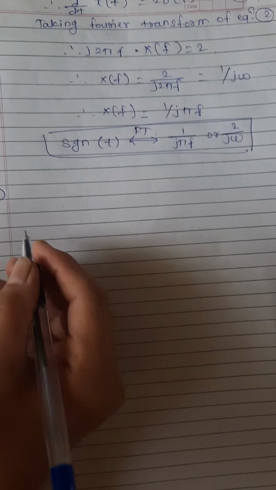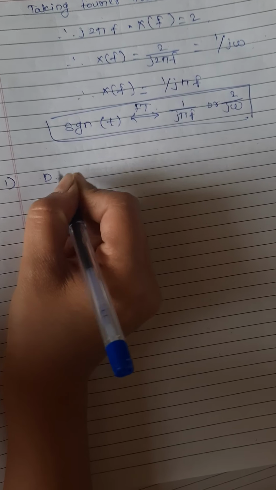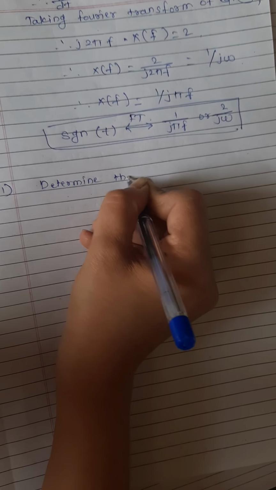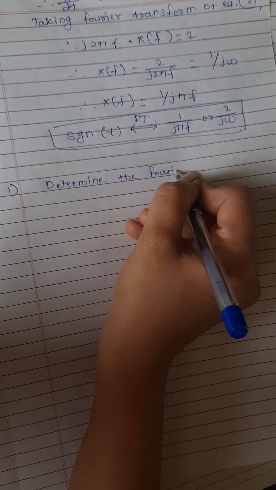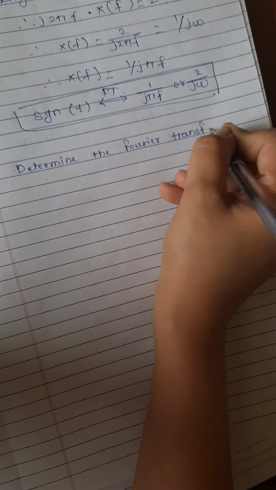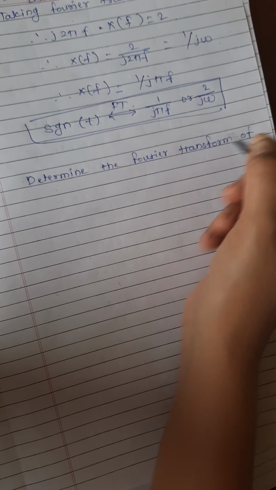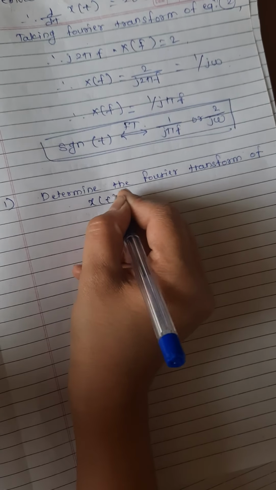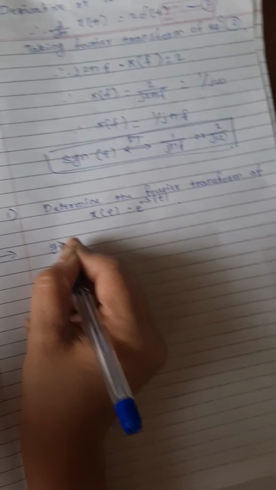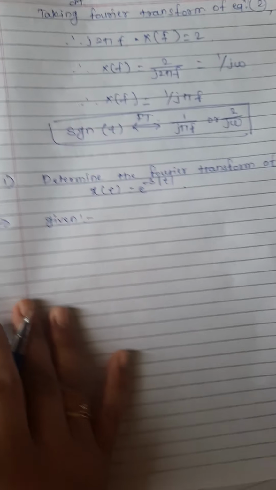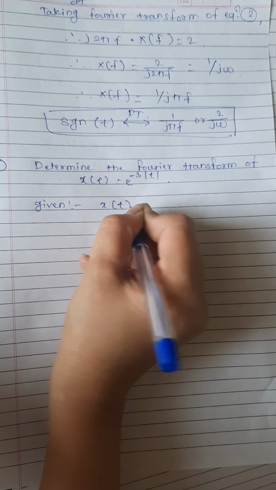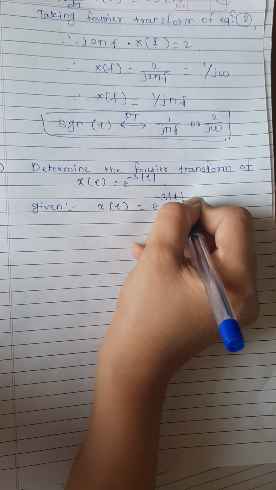Determine the Fourier transform of x of t equal to e raised to minus 3 mod of t. So first we write the given signal. What is given? Given signal is x of t is equal to e raised to minus 3 mod of t.